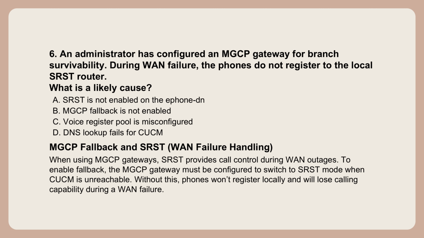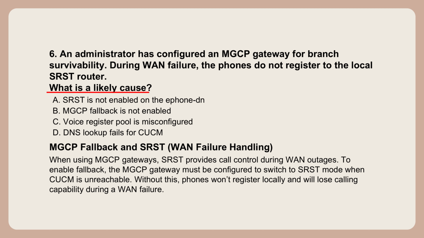Okay, final scenario. MGCP gateway survivability. Right. SRST, survivable remote site telephony. We have an MGCP gateway at a branch set up for SRST. WAN goes down. The moment of truth. And the phones connected to that gateway fail to register to the local SRST router. They don't switch over. What's the likely culprit? A, SRST isn't enabled on the ephone-dn. B, MGCP fallback isn't enabled. C, voice register pool is misconfigured. Or D, DNS lookup for CUCM is failing. What feels like the missing link for the switchover itself?